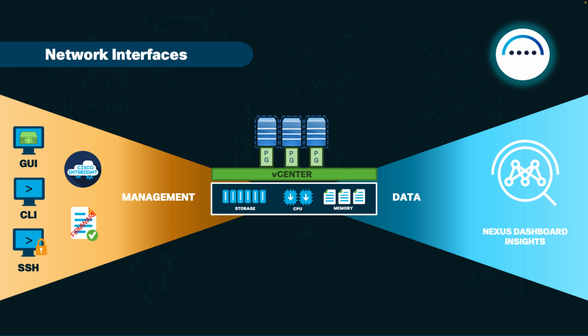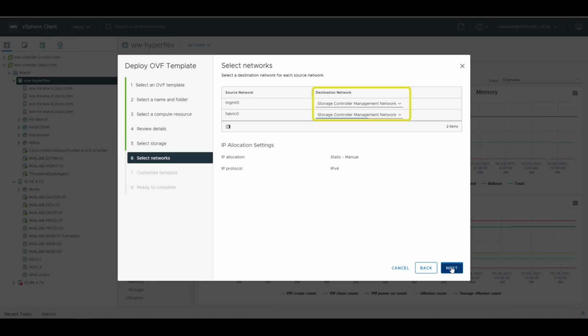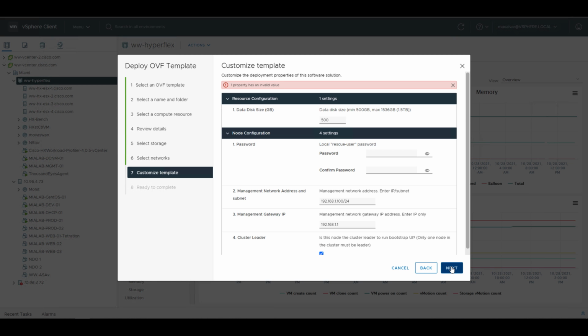I will use the same port group for both interfaces this time, and I will click Next. Now, I will provide a password, the IP address I want this node to use on its management interface and its gateway, so that I can later access it via GUI and SSH. At this point, we will not assign an IP address to the data interface. We will do this once we access the GUI.